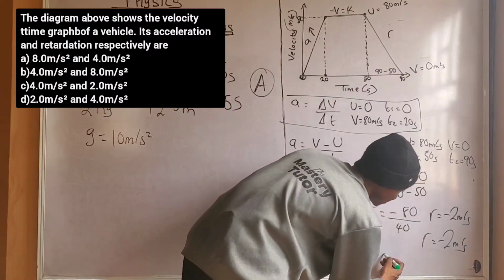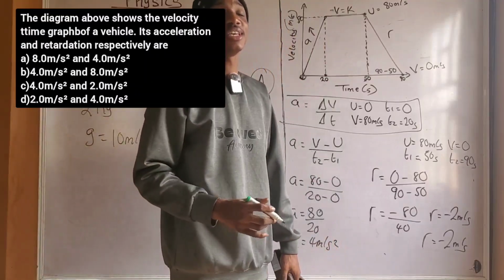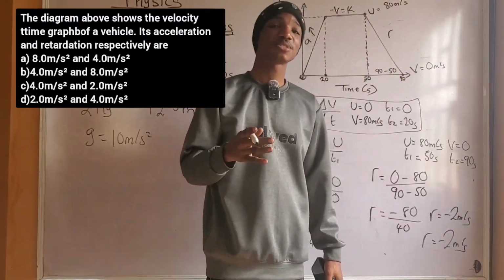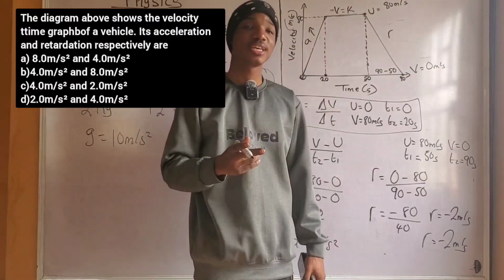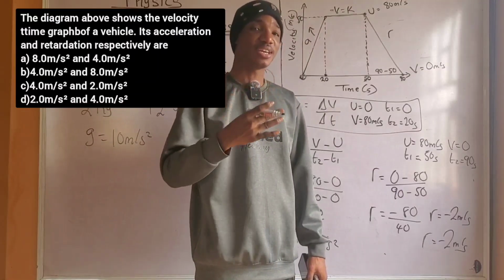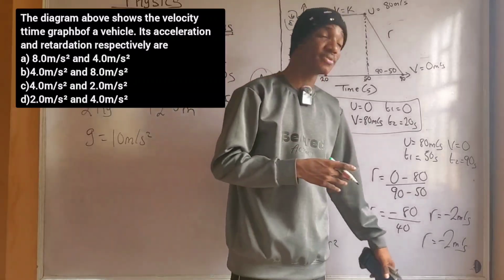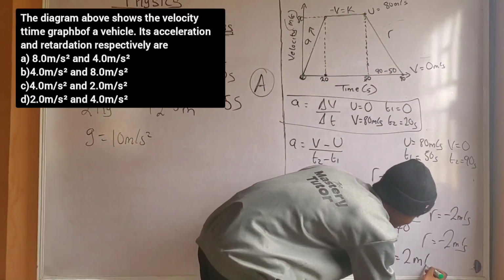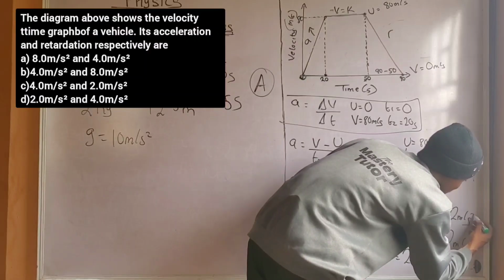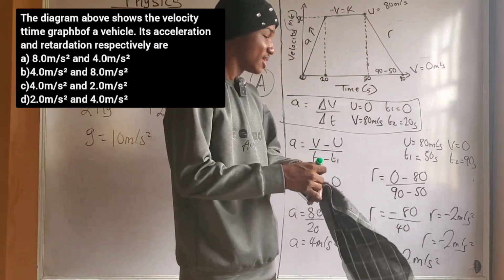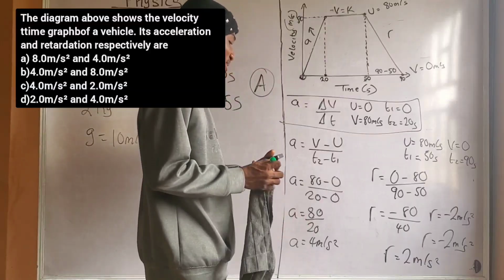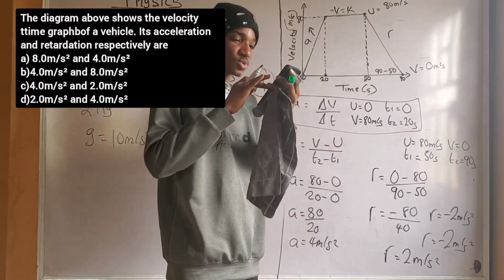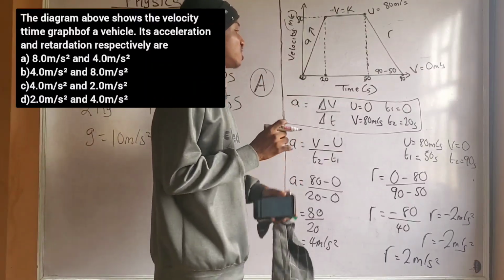Now listen to me carefully. You can ignore the negative sign. Are you getting it? The negative sign is just to tell us that the body is decelerating, because here we have negative acceleration. So the retardation equals 2 meters per second squared. Oh, sorry, the square is supposed to be there. So the acceleration is 4 meters per second squared, while the retardation is 2 meters per second squared. The correct option to that question is option C. Option C is correct.